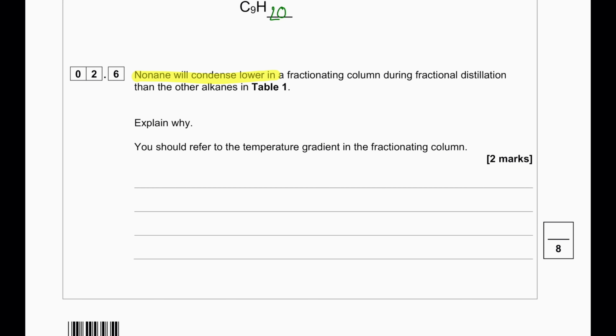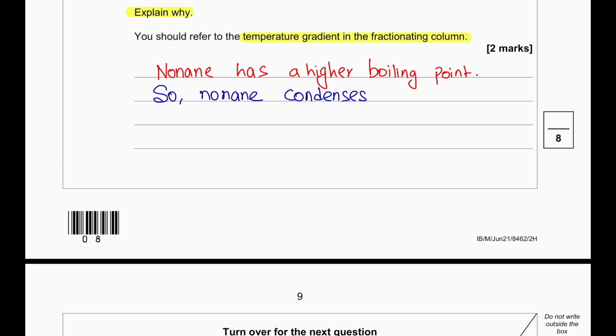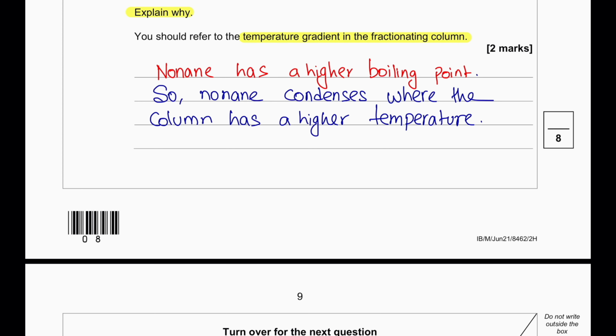Nonane will condense lower in a fractionating column during fractional distillation than the other alkanes in Table 1. Explain why. We should refer to the temperature gradient in the fractionating column. Basically, nonane has a higher boiling point, so it condenses where the column has a higher temperature. And since the higher temperature is lower in the column, it will condense lower in the fractionating column.